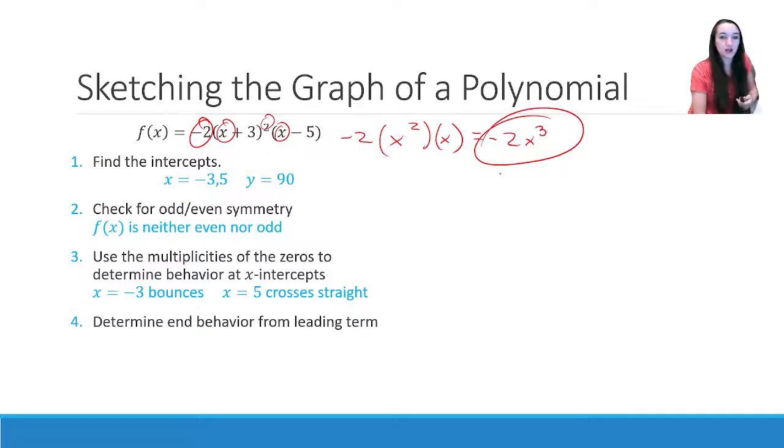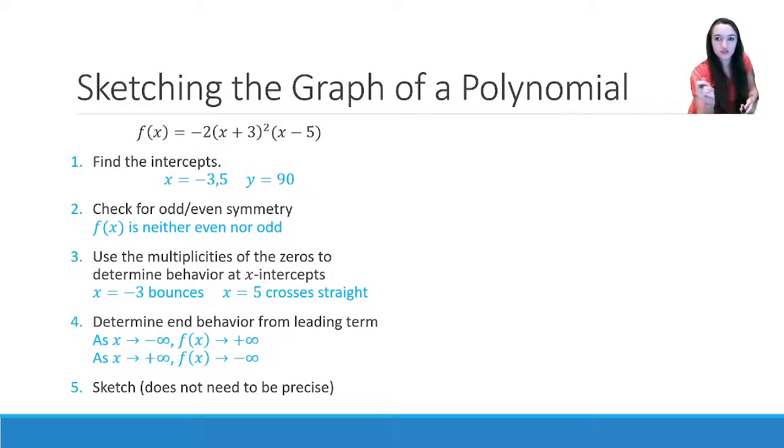That tells me I have a negative coefficient and an odd degree. So as x goes towards negative infinity, f of x, or y, goes towards positive infinity. So as x goes to the left, y goes up. Then as x goes to the right, or positive infinity, y goes down.